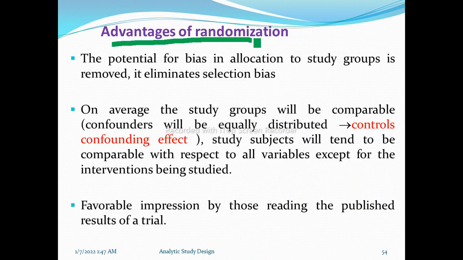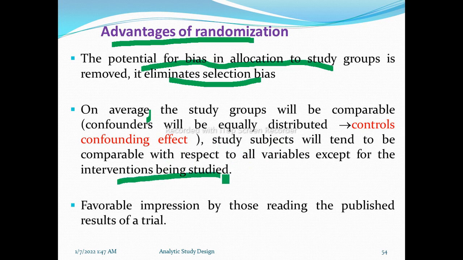The advantage of randomization is that the potential for bias in allocation to study groups is removed. It eliminates selection bias. On average, the study groups will be comparable with respect to all variables except the intervention being studied. Confounders will be equally distributed, and the confounding effect is controlled. This is also another advantage.